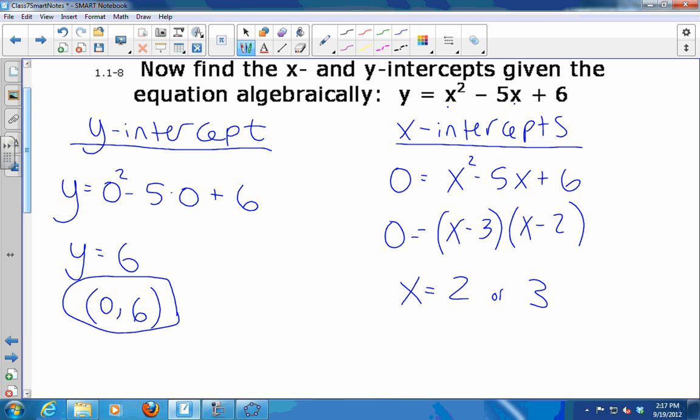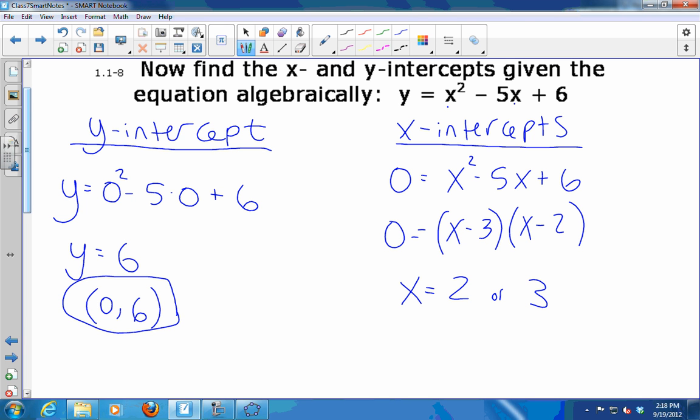Nope, that would give you the negative 5x, but it would make negative 6 when you multiply the last ones. Oh yeah, I set each factor equal to 0, either x minus 3 equals 0, in which case x equals 3, or x minus 2 equals 0, in which case x equals 2. So instead of plugging in 0 for x, we plugged in 0 for y, because we're looking for x-intercepts. So we replace the y with a 0, and we're trying to find out what x is.